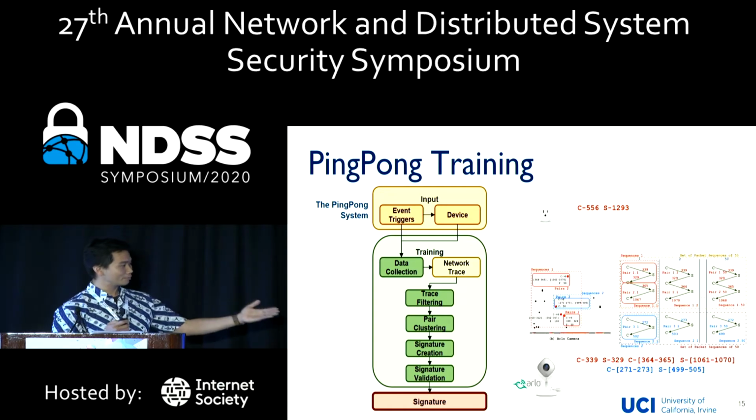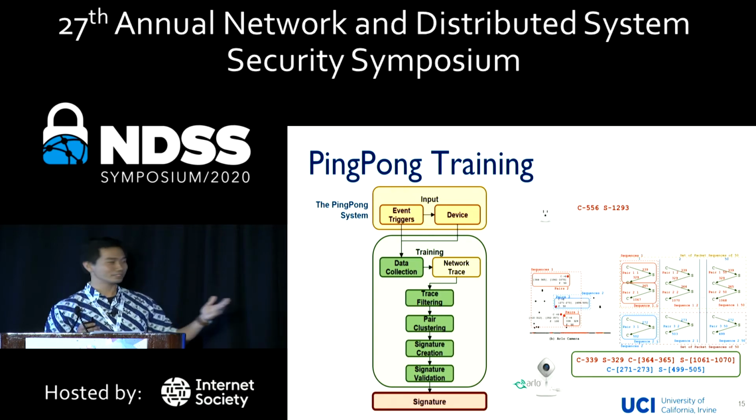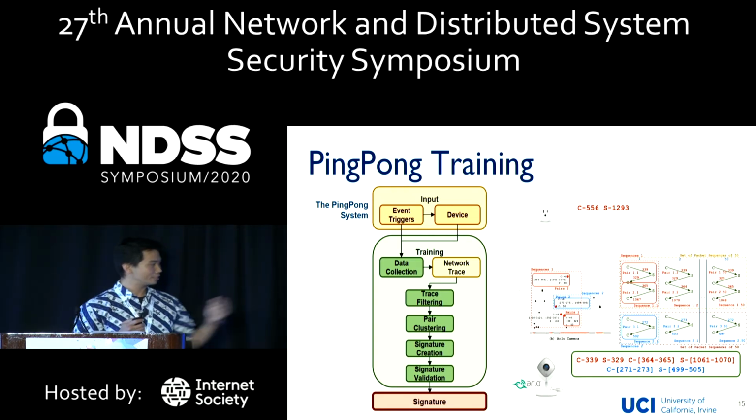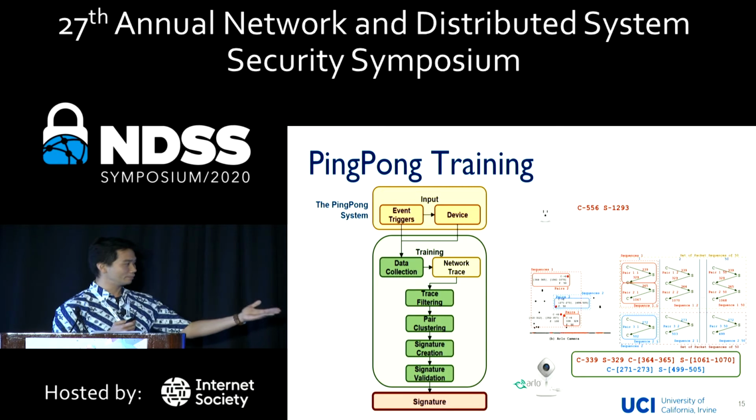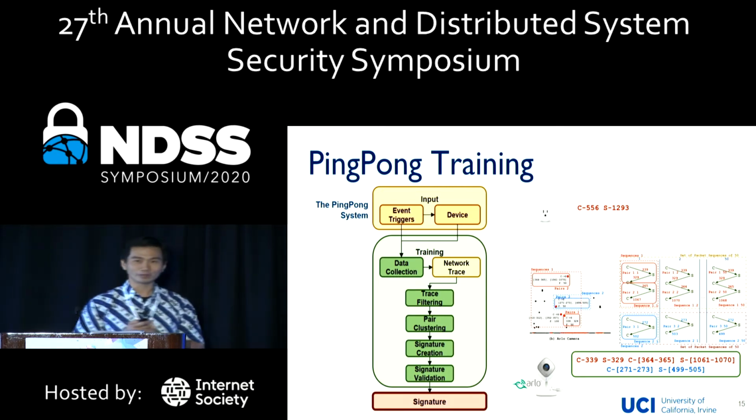A more complex example here for the Arlo camera. It's an on-event as well. There is a signature with two sequences. The top one, a sequence of two pairs, and the bottom one in blue, it's a sequence of one pair. And some of the packets in the sequences, they have a range of packet lengths.